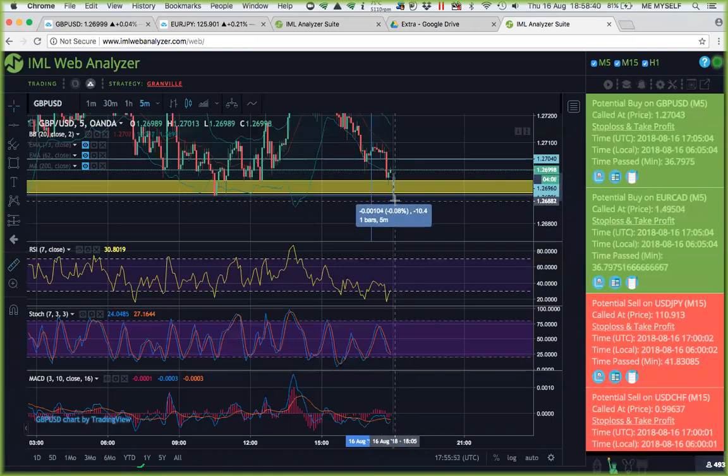So we're looking at a 10 pip stop loss. The trade was taken at 1.2700, so 10 pips is 1.2690. You could also include your spread in that figure.